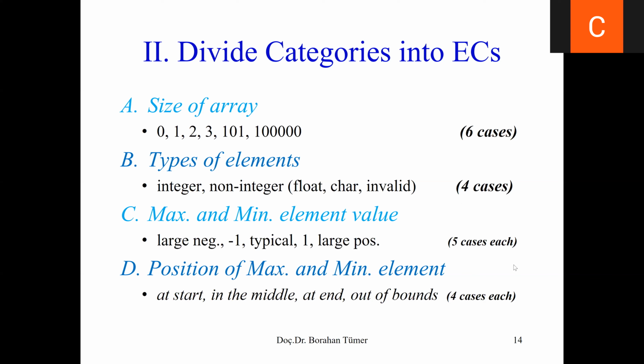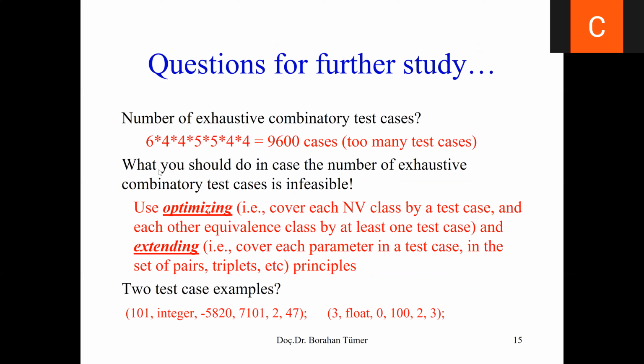Please multiply them again. Yes, C and D represent actually 2 different input categories. So we have here 5 cases each and 4 cases each. Okay, so this adds up to 9600 different test cases. All right, you can see it here.